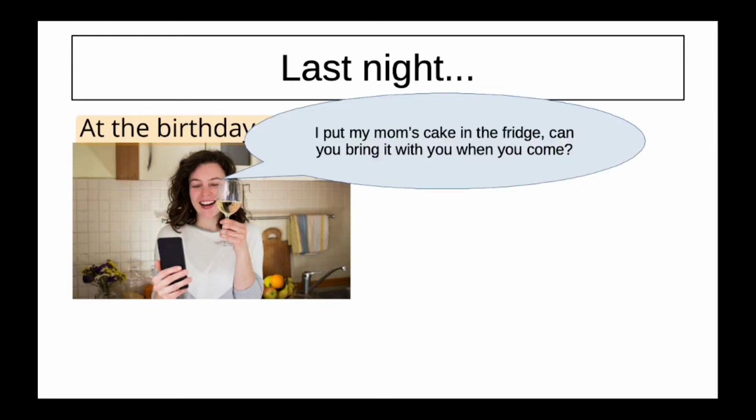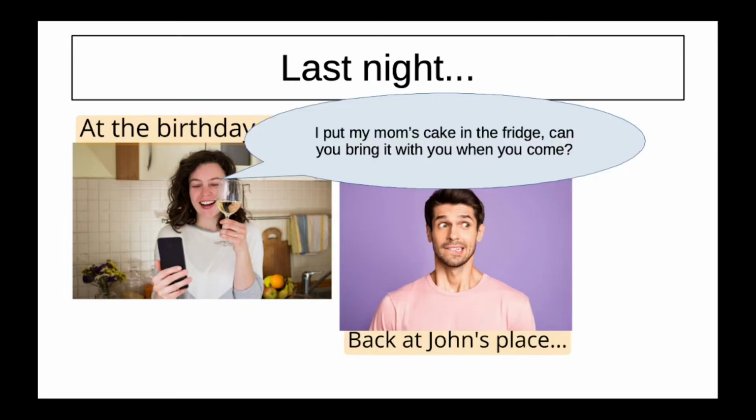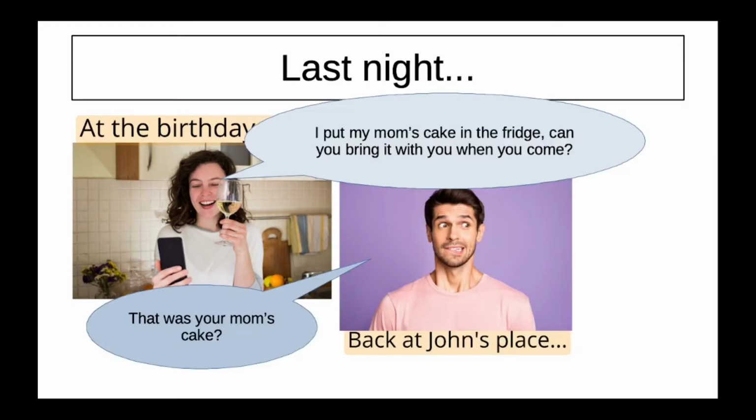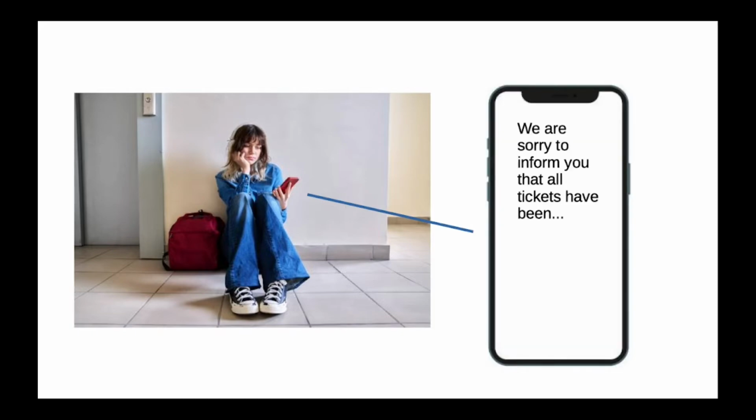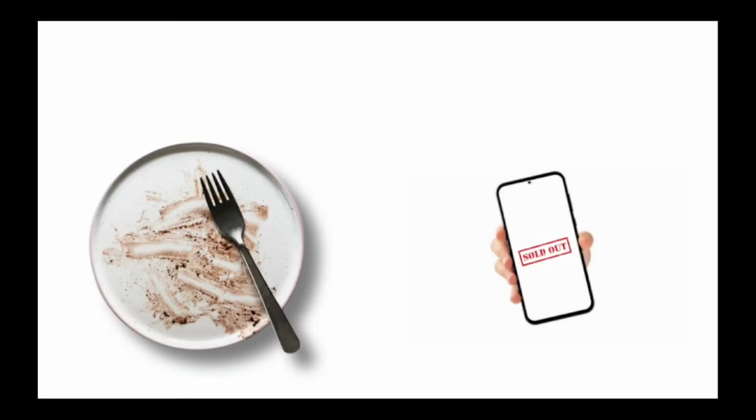"She called to tell him that the cake in the fridge was for their mother's birthday party, but unfortunately, he had already eaten it." "I tried to buy some tickets, but they'd all been sold out." If you noticed, all the pictures denote actions that happened and were completed before the picture was taken.